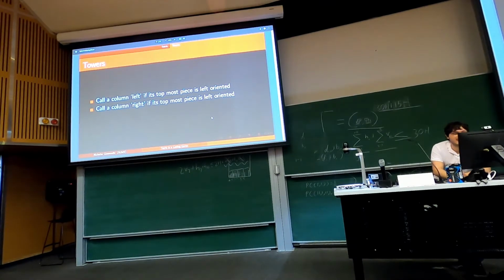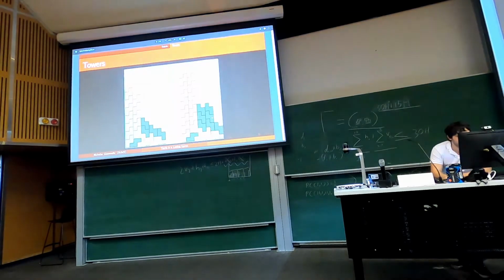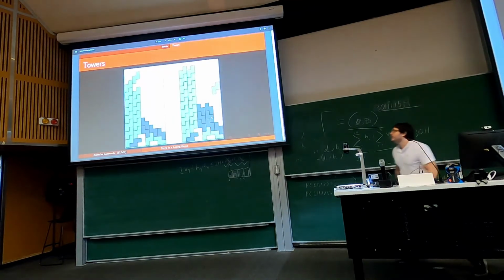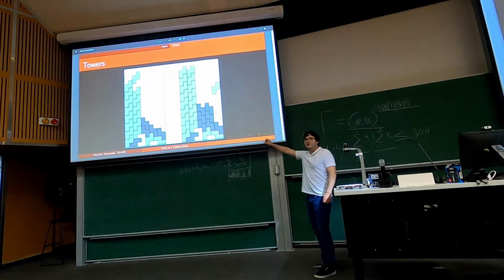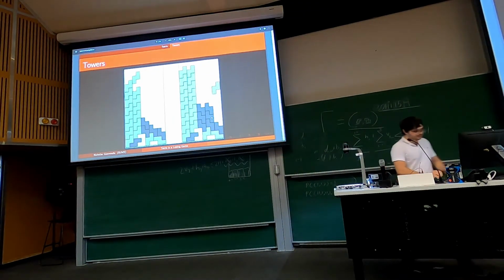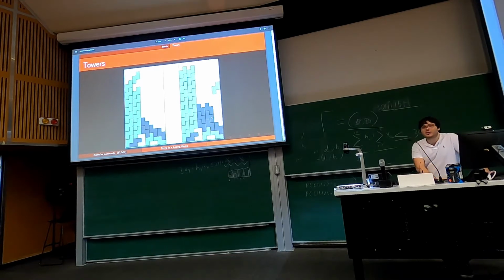We will call a column left if its topmost piece is left-oriented. We will call a column right if its topmost piece is right-oriented. Or rather, I'll fix this up before I submit it. So in this example, we have 2 left columns and 3 right columns. Okay? So when I refer to the parity of a column, I mean is it left or is it right?